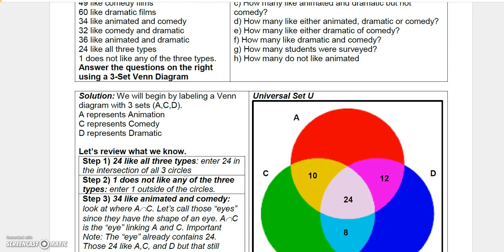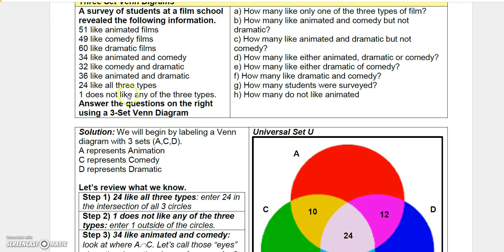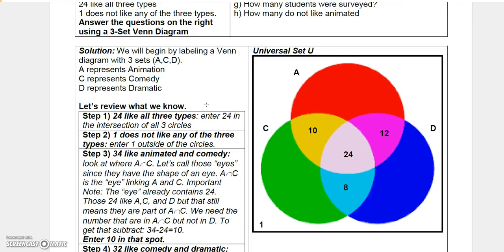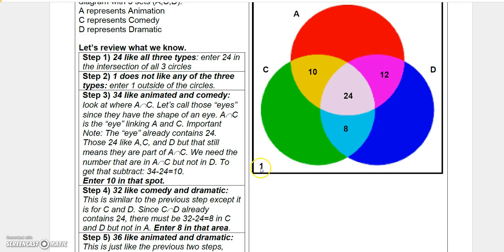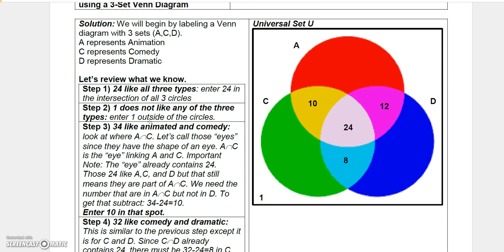If you go back and look at the information, you know that 1 does not like any of the 3 types, so we can put that out here. And then 24 like all 3 types, so we can put that in this little triangle shape right here. So we know 24 like all 3 types.